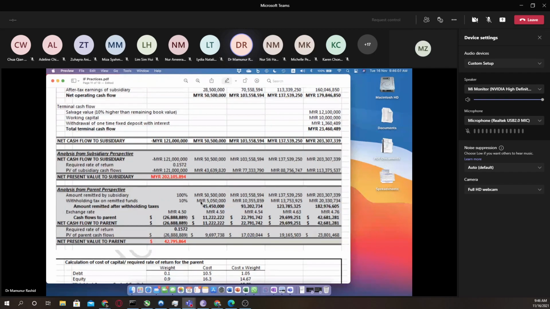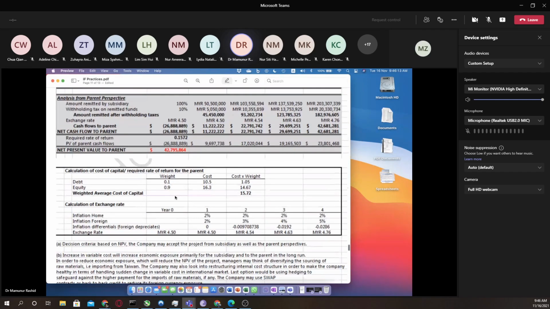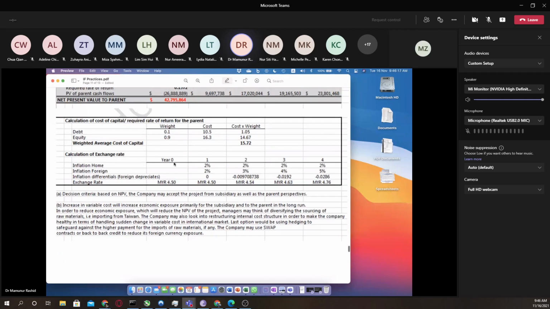So next is exchange rate. Exchange rate is to be calculated. So we go to the exchange rate calculation part. You see calculation of exchange rate. In year 0 it was 4.50, and in the first year the inflation rate for the US company, which is the home for your company, is 2% all. But for the Malaysian operation, the foreign company, it is 2%, 3, 4, and 5%. So in the first year, the percentage change is 0. Inflation rate difference is 0. So the exchange rate will be the same, 4.5.